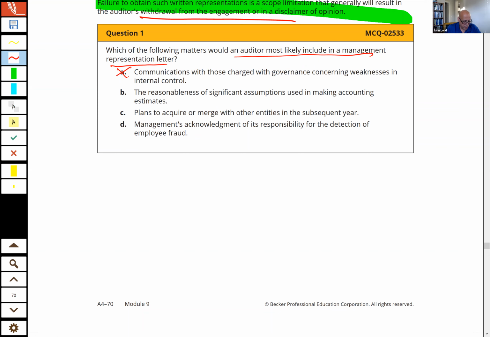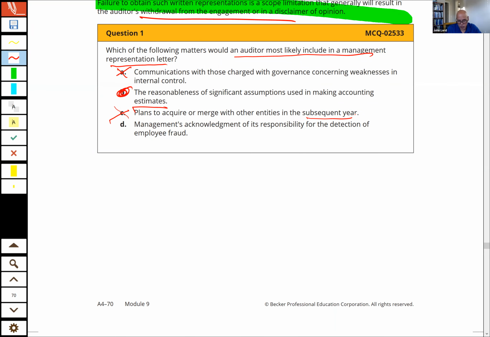Okay. B, the reasonableness of significant assumptions used in making accounting estimates. Yeah, that was right on our flashcard. We want them to be reasonable about how they make their accounting estimates. And since it's difficult to really decide that they're doing a good job with the estimates, we ask them to put that in the management rep letter. C is nonsense. I don't think anybody put that in, because that's something that's going to happen next year. We'll deal with that next year. Why would they be putting that in this year?